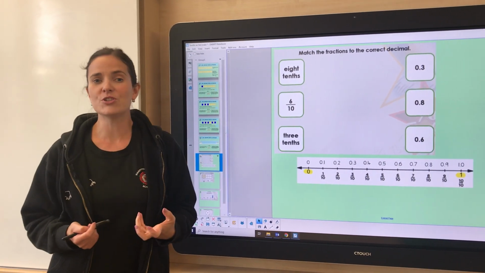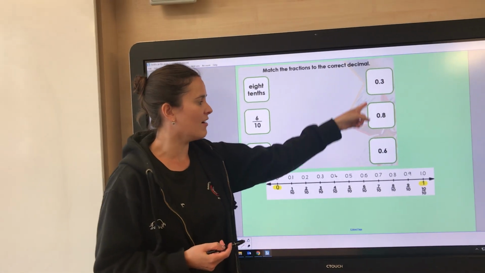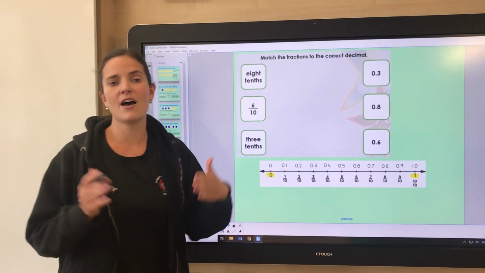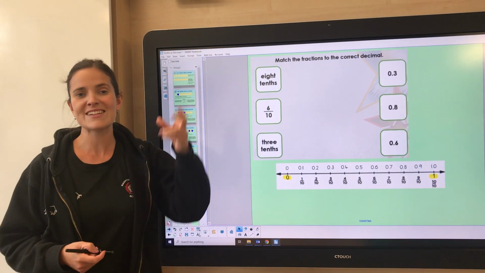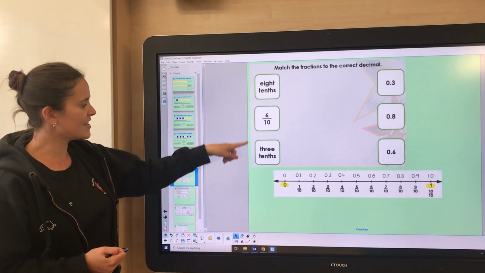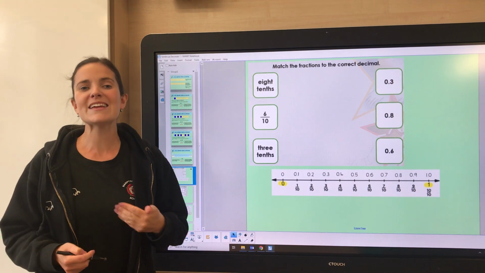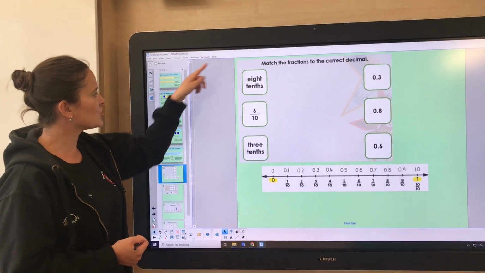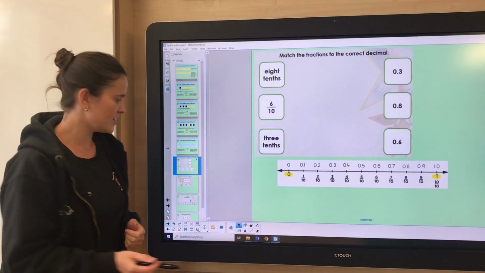And the first thing I would do to make it easier for yourself, you can see on this side of the board, all the numbers are represented in decimals. It's the same kind of representation. On this side here, you've got words and fractions. It's probably going to be easier to change these worded examples into fractions as well.